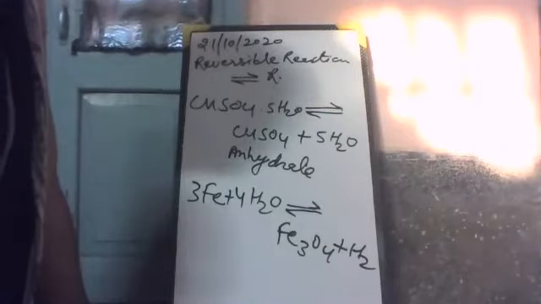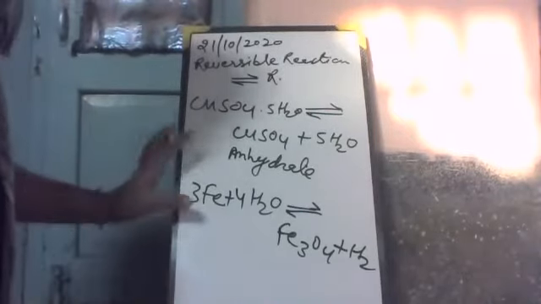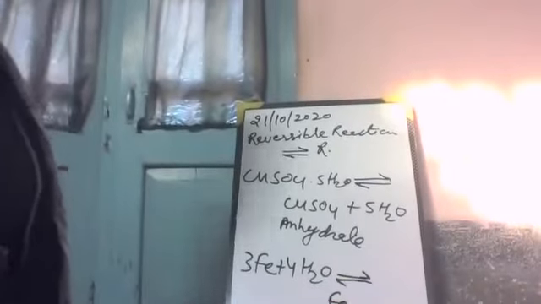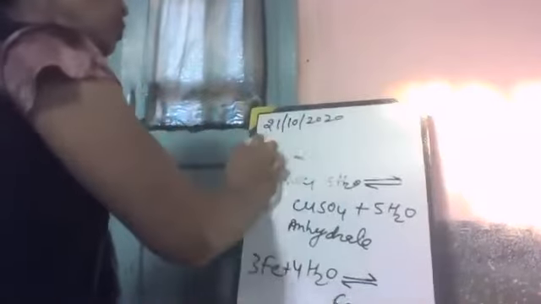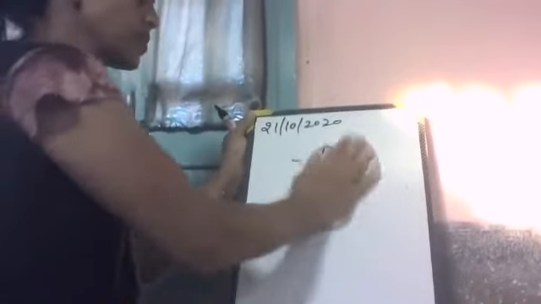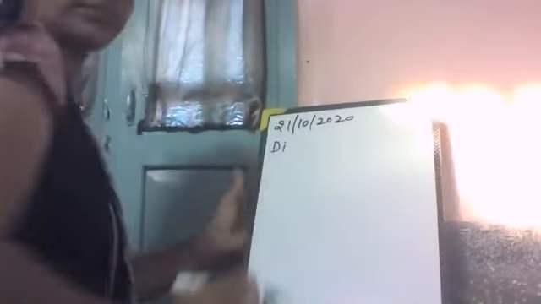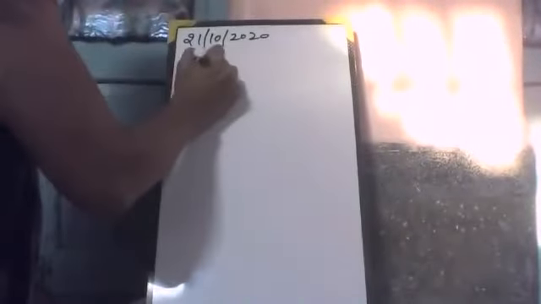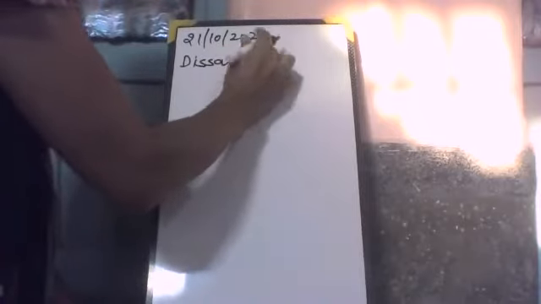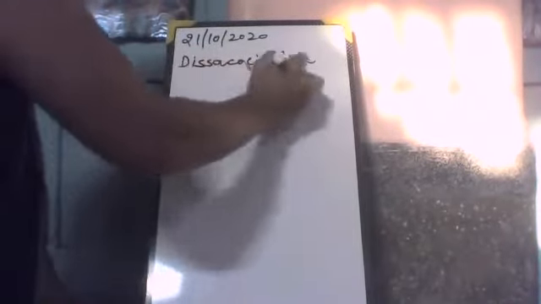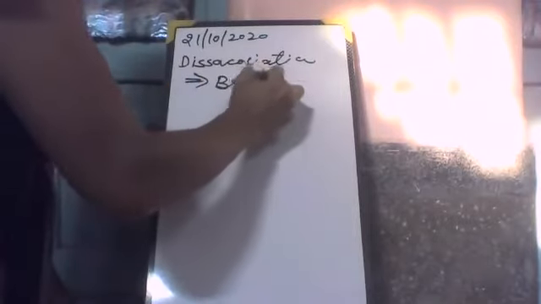Here is a thermal dissociation. This is a reversible reaction. Now the reaction is thermal dissociation. Dissociation means breaking of a substance. It means breaking down of a substance.